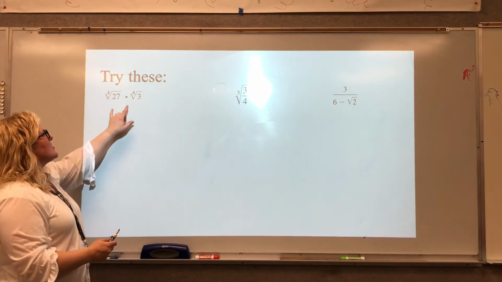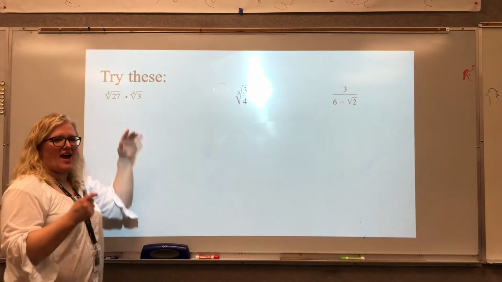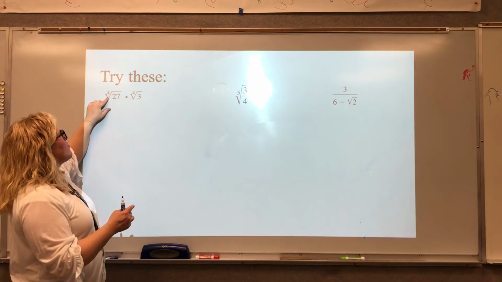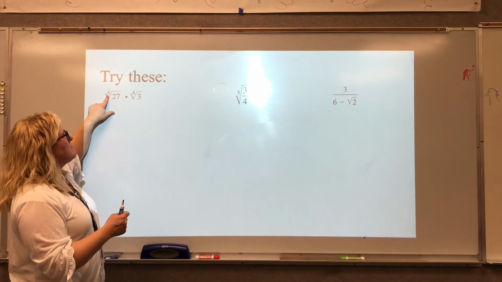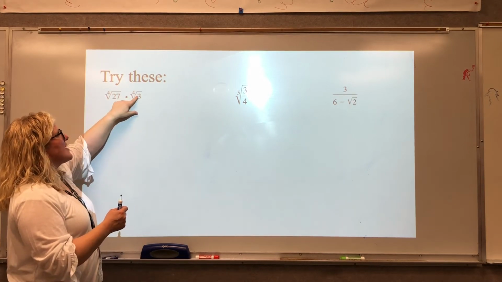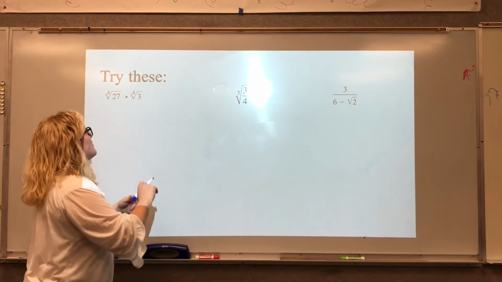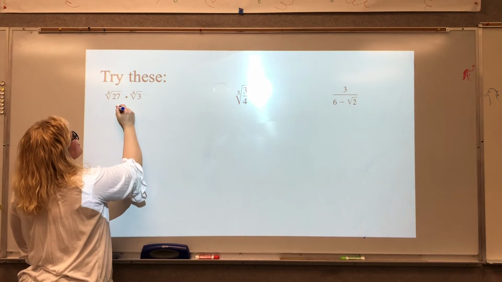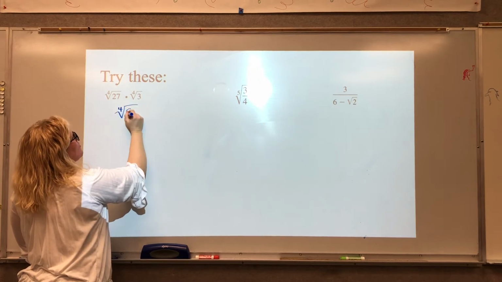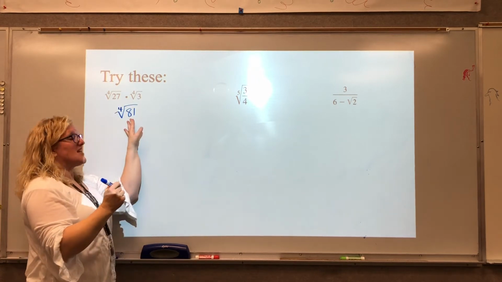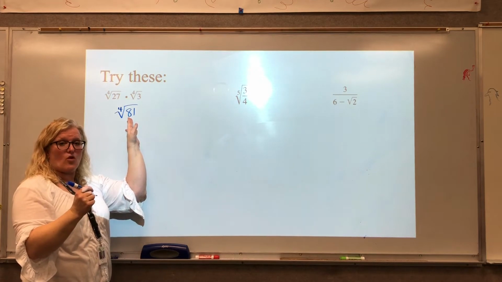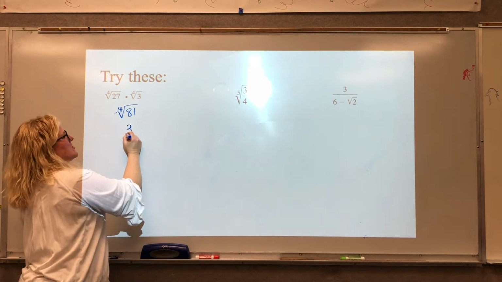Okay, so here we have to remember that we have a property that if the radicals are the same, the index is 4, and they're both the same, I can multiply these together. So 27 times 3 is 81. And it just so happens that 81 is a perfect fourth. So the answer to this one is 3.